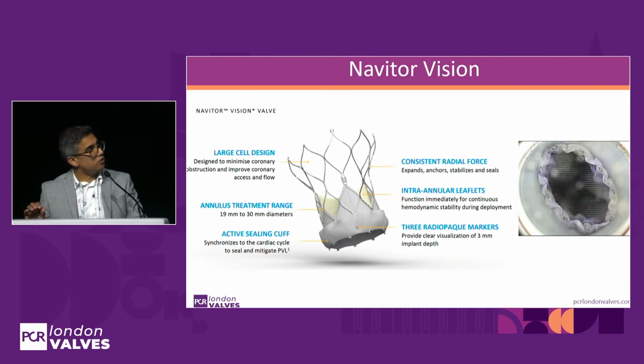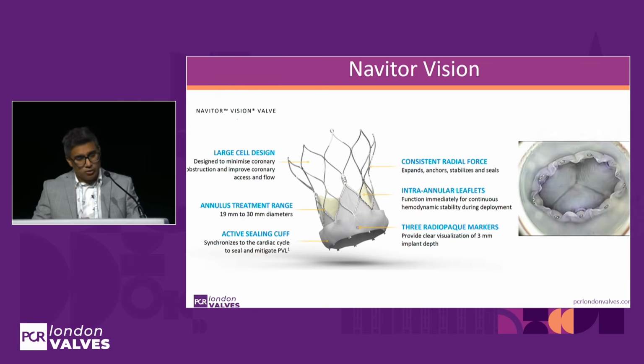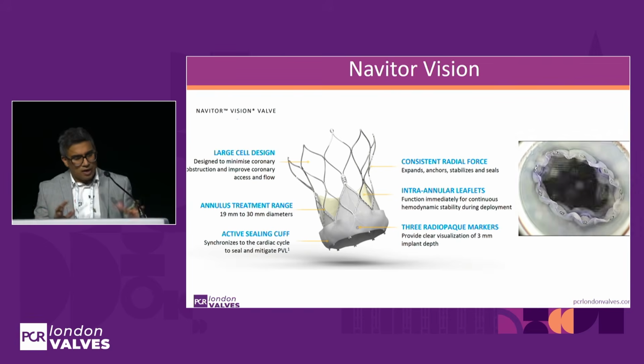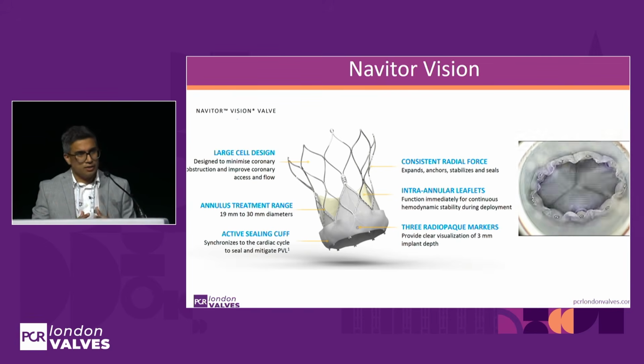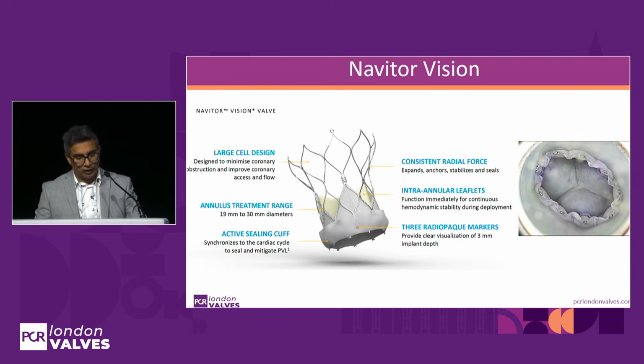Why does the Navitor work well for these cases? Well, there are lots of reasons. It's an intra-annular valve. It treats a very large range, as we've talked about. It's got this really remarkable active sealing cuff that synchronizes to the cardiac cycle. And you can see in the video in the right-hand frame, during diastole and systole, the movement of this cuff to fill in with the system. So it really mitigates paravalvular leak.